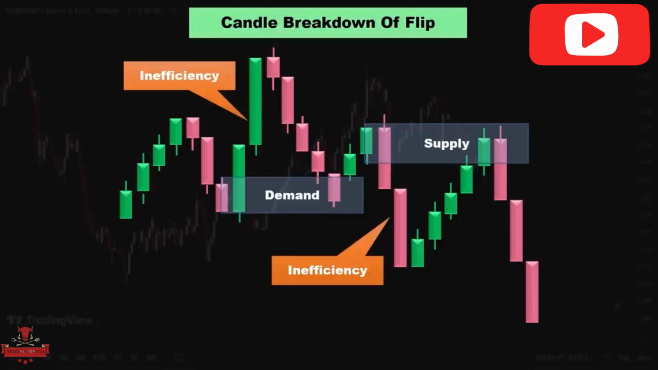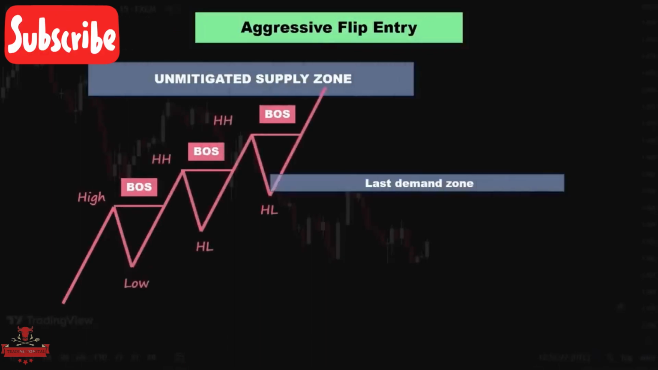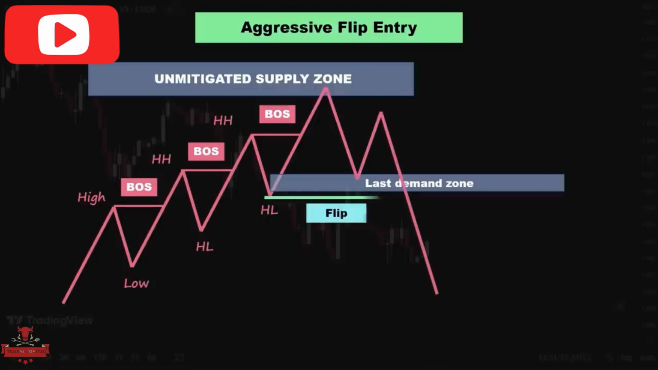So next, I'm going to show you how to use aggressive and conservative entries to place trades with the flip setup. Aggressive entry. As you can see, we have a valid flip pattern that price rejected from a higher time frame supply and couldn't make a new high, and after testing the most recent demand zone, breaks it downward.